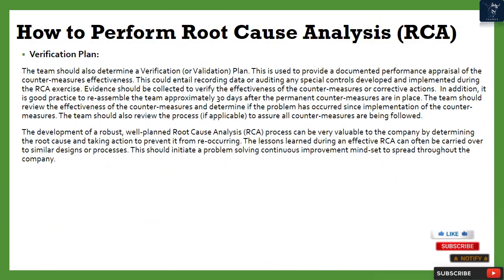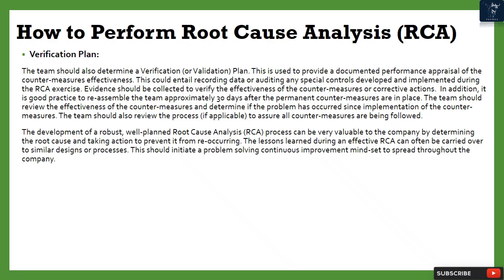Verification plan. The team should also determine a verification, or validation, plan. This is used to provide a documented performance appraisal of the countermeasure's effectiveness. This could entail recording data or auditing any special controls developed and implemented during the RCA exercise. Evidence should be collected to verify the effectiveness of the countermeasures or corrective actions. In addition, it is good practice to reassemble the team approximately 30 days after the permanent countermeasures are in place.